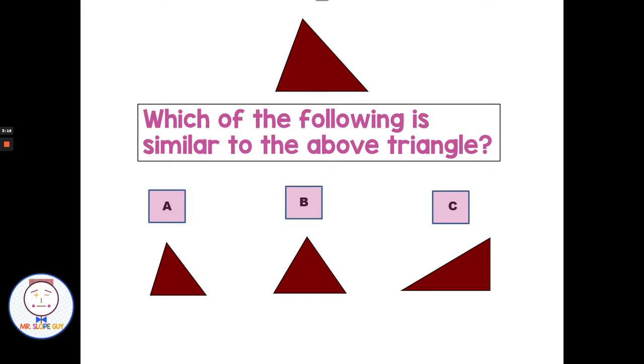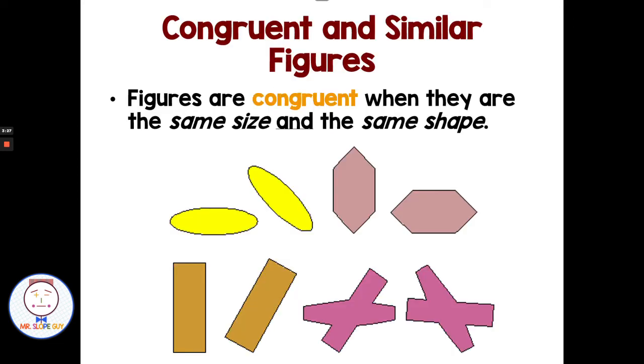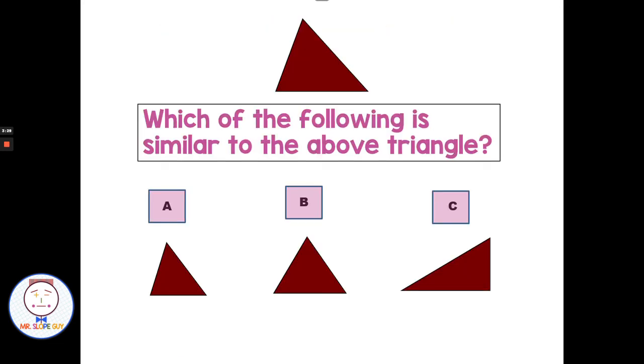So which of the following is similar to the above triangle? If we look at the options A, B, or C, which ones are similar? Well, looking for the same shape, but not necessarily the same size, I would have to go with A. A is the same shape, but not necessarily the same size. B and C are triangles, but not similar.